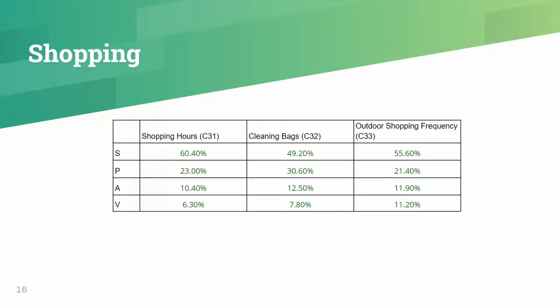Next, let us talk about the subcriteria for shopping. We have three subcriteria for shopping, which are shopping hour, cleaning bags and packages out, and outdoor shopping frequency. Shopping hour is important since shopping at a convenience store at 3 a.m. is quite different from shopping at noon on a busy Saturday. This influences the number of people an individual may be in contact with when they shop, and as a result, the potential risks they may face.